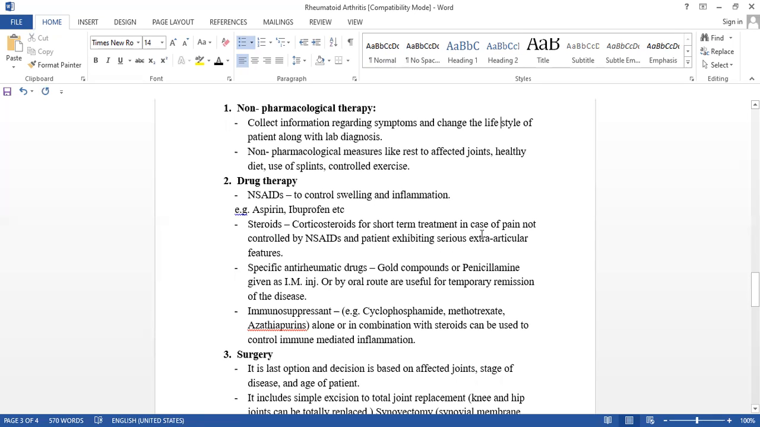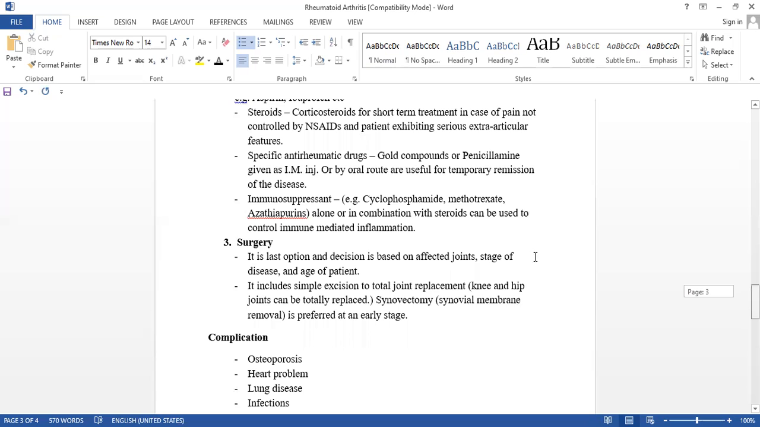In case of pain not controlled by the NSAIDs, these above drugs, then we can give one stroke of the steroids, and to the patient exhibiting serious extra-articular features. Deformities are there, erosions are there, inflammation is there. So that's why we have to give one stroke of steroids.